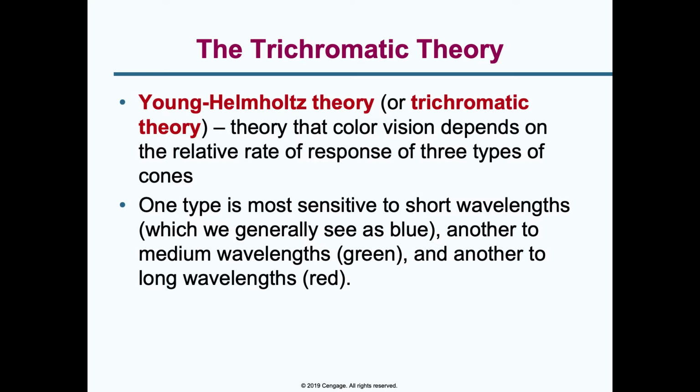Each cone is going to react to a wavelength differently, which impacts what color we eventually will see. So for example, one type of cone is most sensitive to shorter wavelengths, which we generally see as blue. Another type of cone is most sensitive to medium wavelengths, and that's what we often see as green, and the longer wavelengths are what we often see as red. Basically, what this means is how the cones link up to the wavelengths determines or impacts what color we will see.